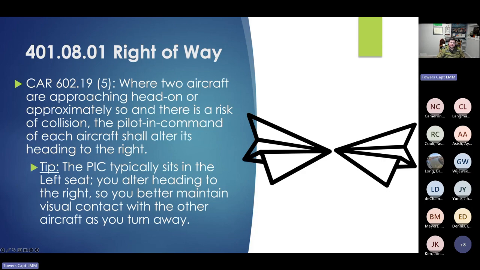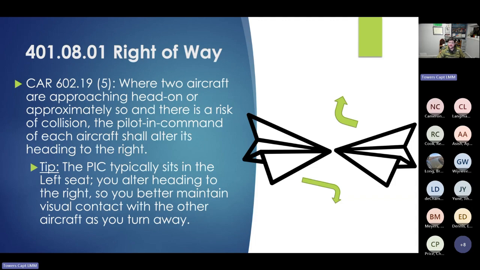Okay, so when two aircraft are approaching head on or approximately so, and there is a risk of collision, the pilot in command of each aircraft shall alter its heading to the right. So no matter what, if you're both going head on, both of you need to turn to the right. The pilot in command typically sits in the left seat, so you better maintain visual contact with the other aircraft as you turn away.